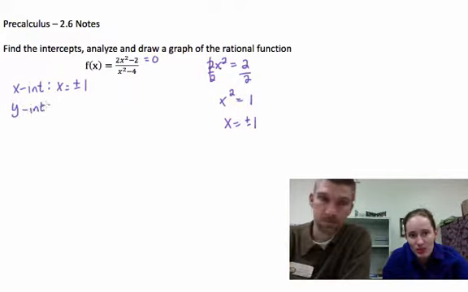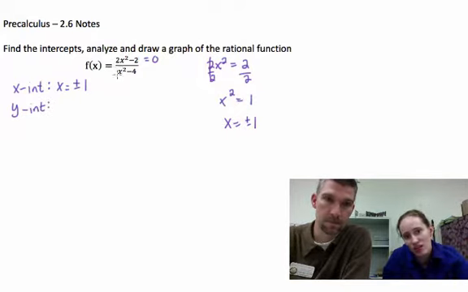Y-intercepts. Remember we talked about that if we just think about what if these x squareds go away, our y-intercept should be negative 2 over negative 4, which simplifies to be 1/2. But if you are unsure there, just remember you can plug in and find f of 0, and if you do, you get 1/2.